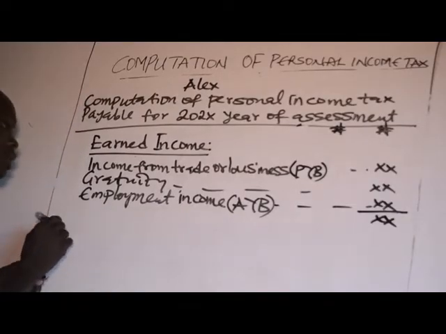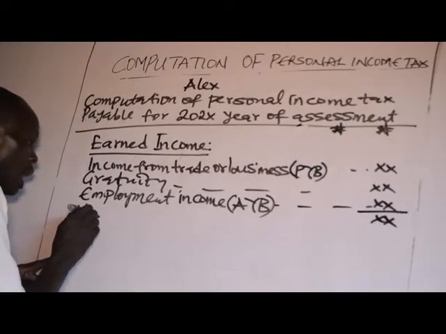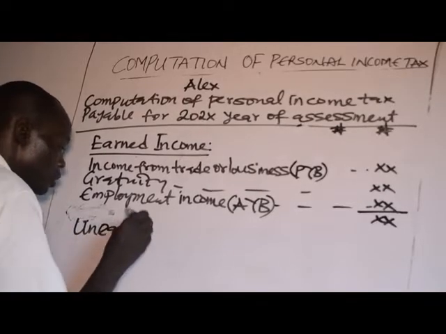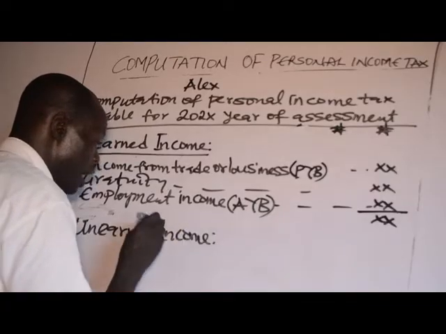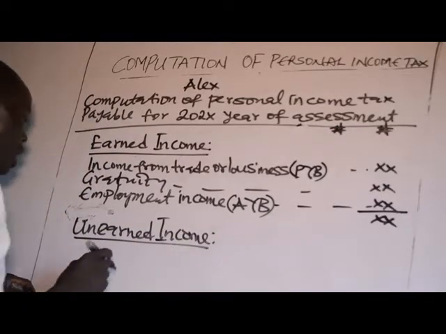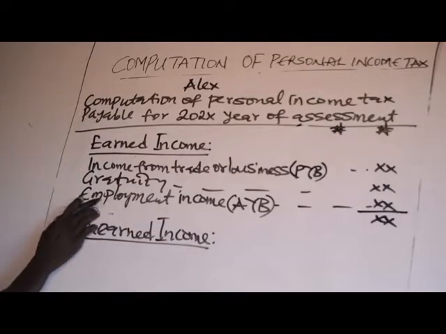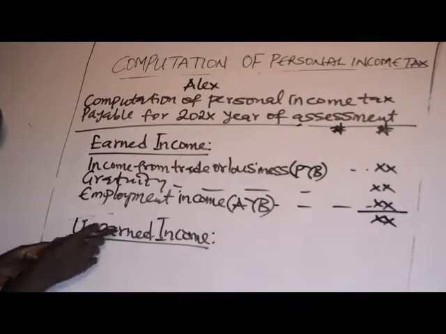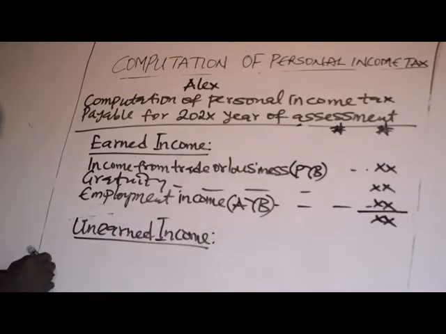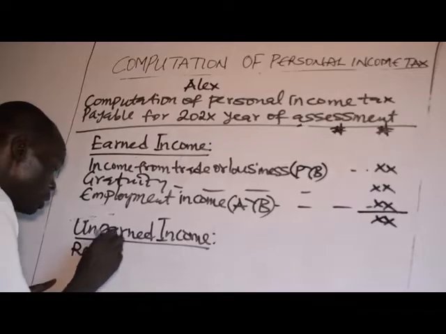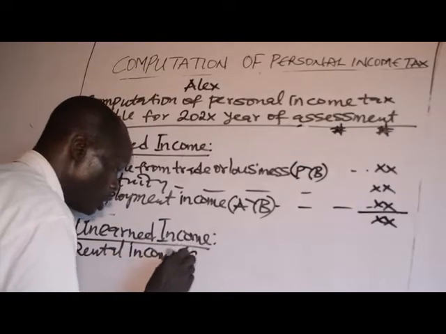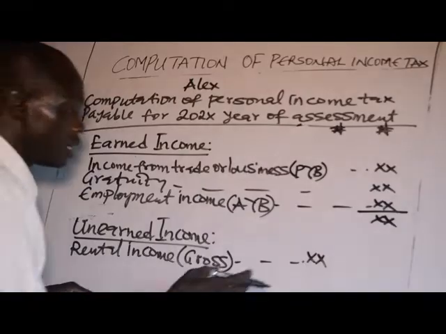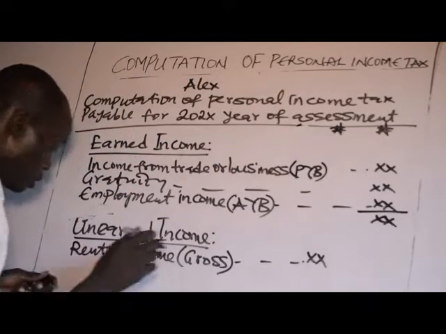After earned income has been considered, we have unearned income. I've told you that when you plough back your earned income into other profitable investment, or when you invest the earned income, the profit that it fetches you falls under this category. So we have rental income, and this must be reported gross. You may be given net in your question, so you have to gross it up. By the time we take the worked example, you will understand what I mean by gross.